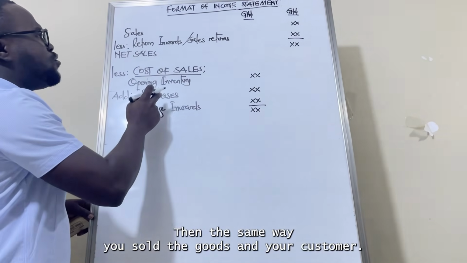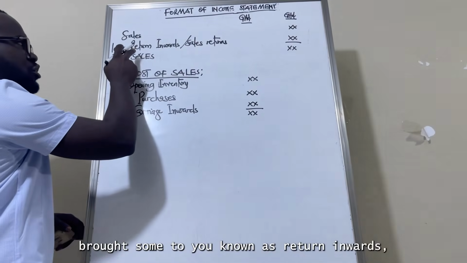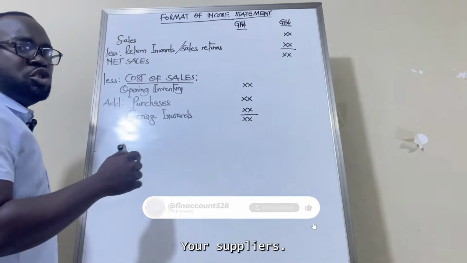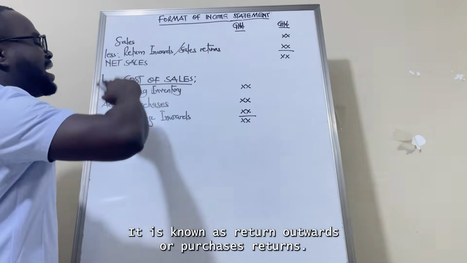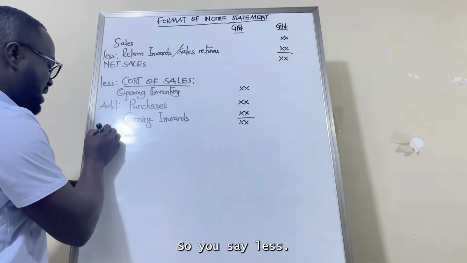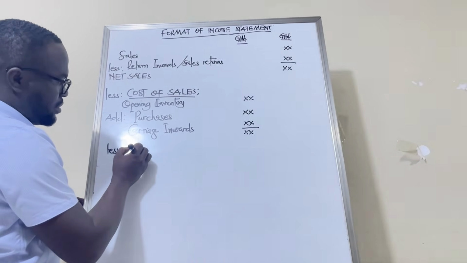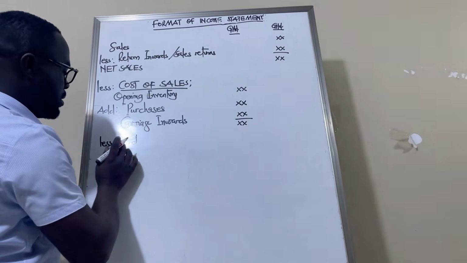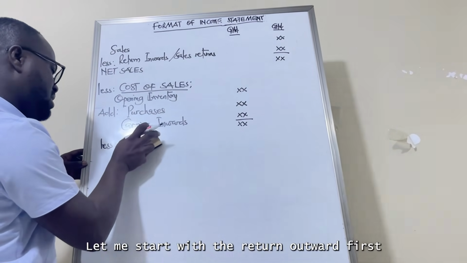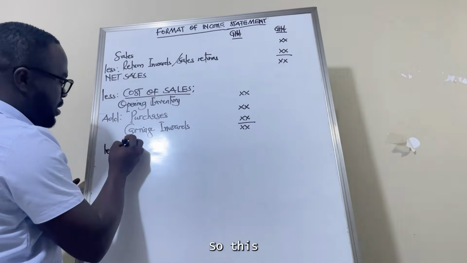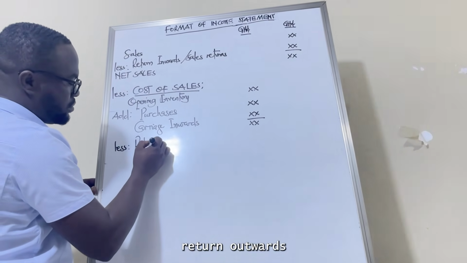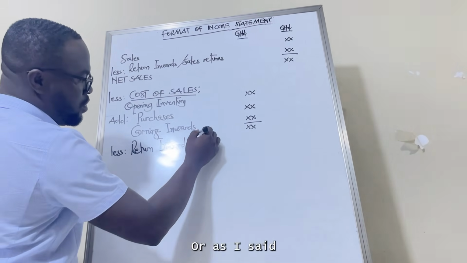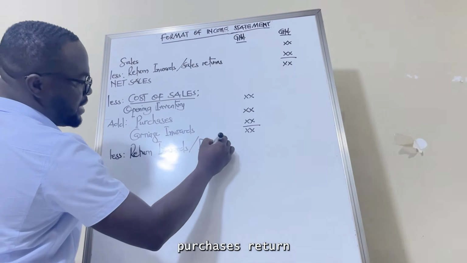Then, the same way you sold the goods and your customer returned some to you, known as return inwards, you too can go and buy and return some to your suppliers. It is known as return outwards or purchases return. So we say less purchases returns. Let me start with the return inwards first. So let's return inwards. As I said, purchases returns, PR.